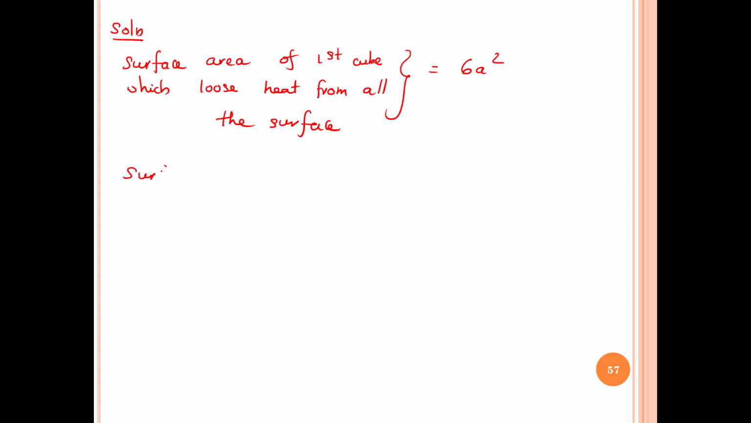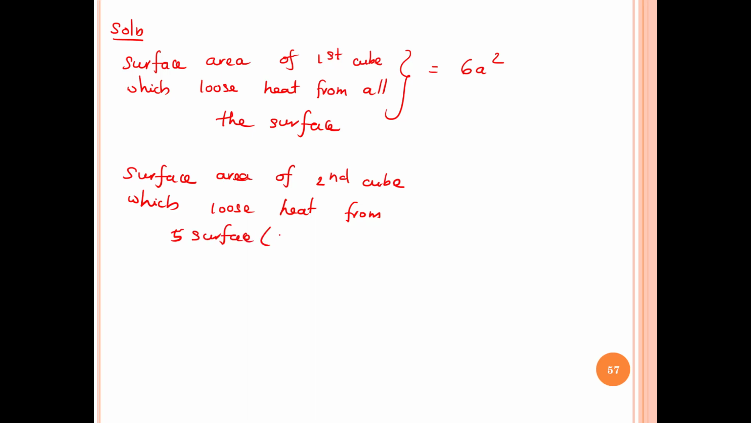Next, we have to find out the surface area of the second cube, which loses heat from 5 surfaces, because one surface is insulated. So this is 5a square.